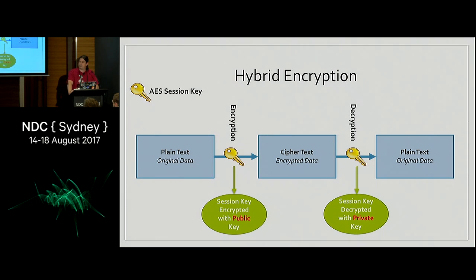Then we're going to use that session key to encrypt our data using AES. So that's our data encrypted, ready to be sent. And then we're going to use our recipient's public key to encrypt that session key. Then we send the whole lot over to the recipient. For them to recover the message, they have to use their private key to decrypt the session key. Once they've recovered that key, they can then decrypt the data, and that gives them the original data back.